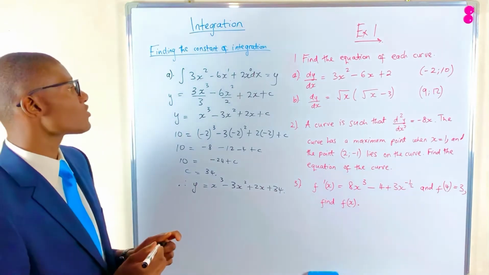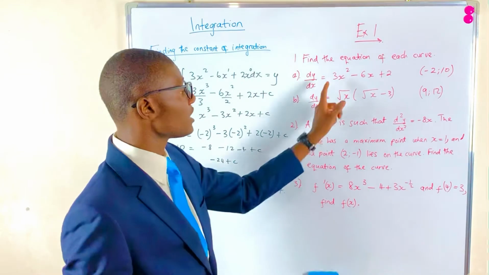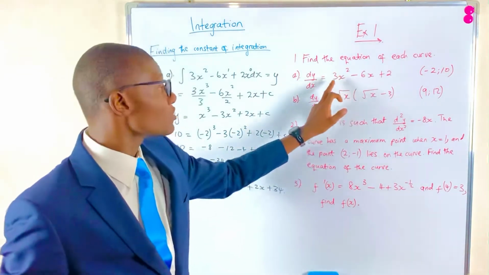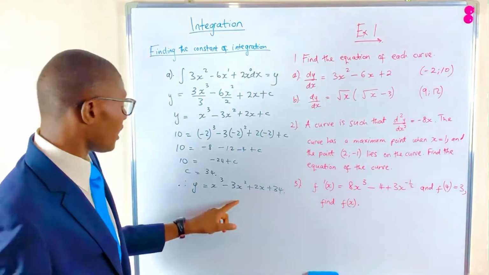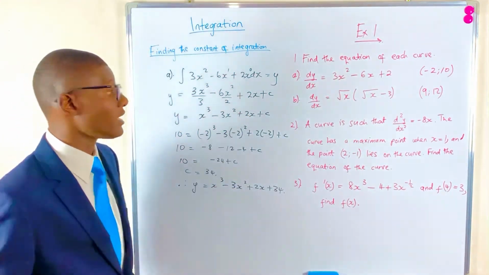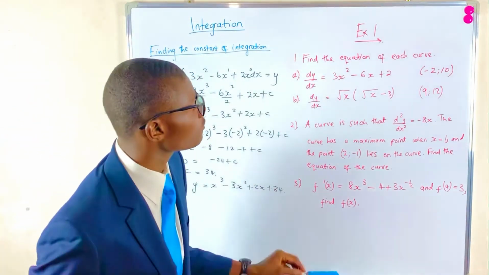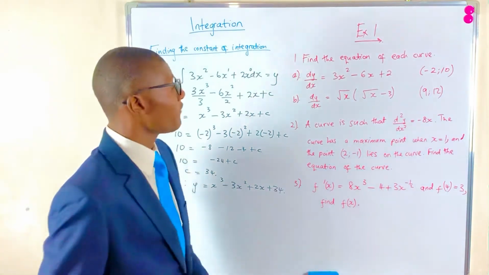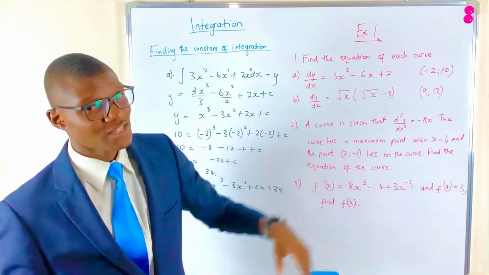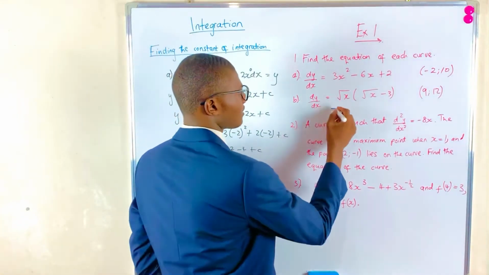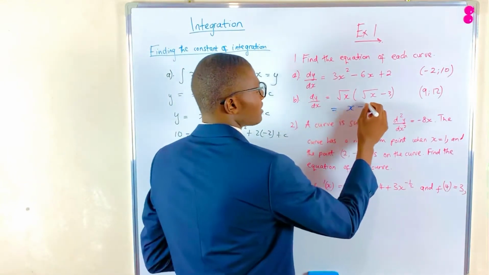And as well, if we need to prove this result, if we differentiate this, we should get dy by dx being equal to 3x squared minus 6x plus 2. And if we do that, we get that. So this is for part A. Now for part B, what we need to do, first of all, we have to remove these brackets. Root of x is x to the power of half. x to the power of half times x to the power of half, we simply get an x. And then x to the power of half times minus 3, we get minus 3x to the power of half.